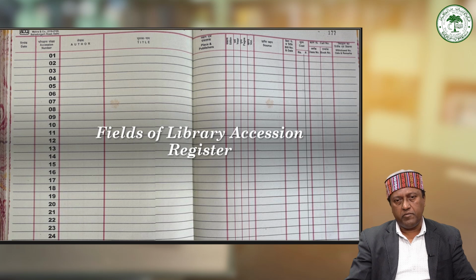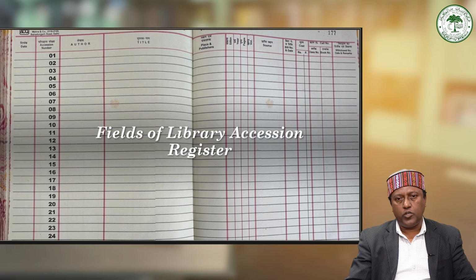Here this needs to be very clearly understood. If you have one register, then you have to specify in the source field by what means the library is acquiring the item. And then the next field is bill number and date. This includes the bill number associated with the acquisition transaction as well as the date of the bill. It helps in financial record keeping and tracking expenditures.